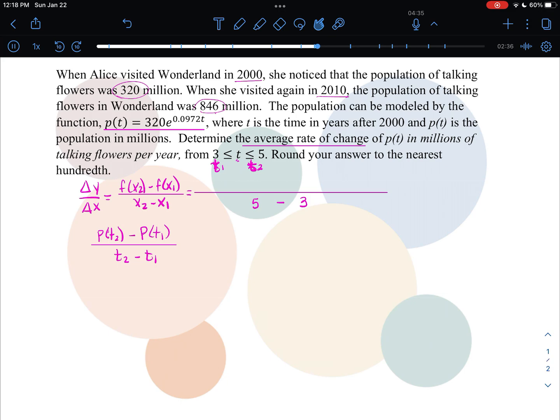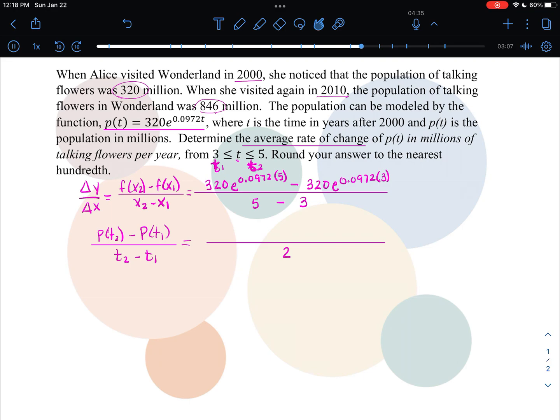Above the 5, I'm going to have 320 e to the 0.0972 times 5, because that's my p of 5, minus 320 e to the 0.0972 times 3, because that would be my p of 3. On the bottom, my denominator simplifies to 2.